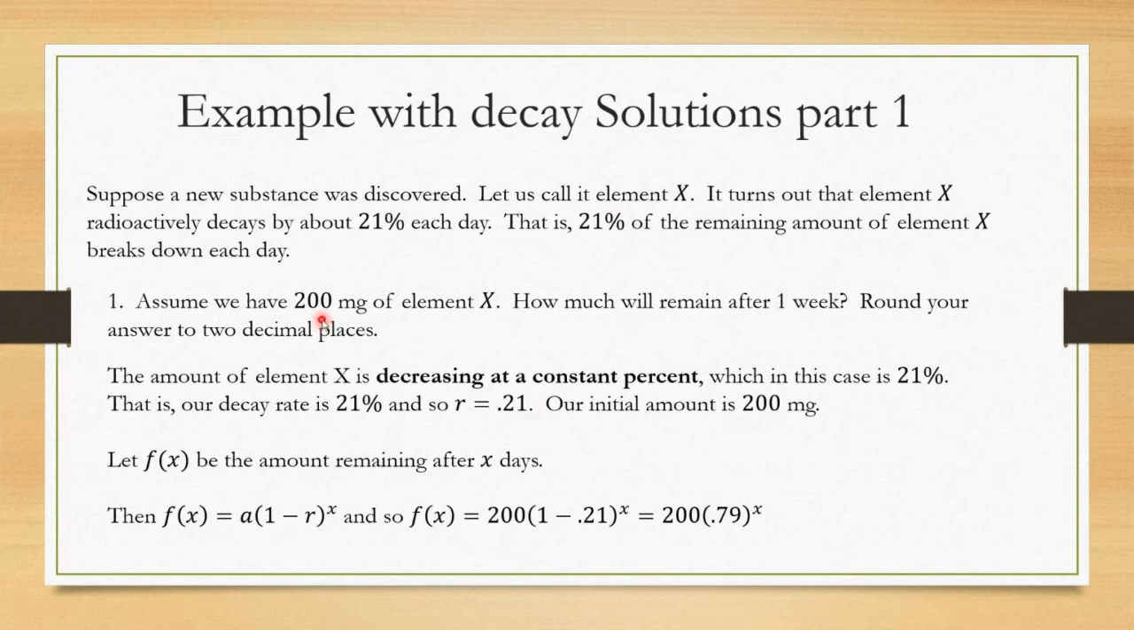And of course, it's given that the initial amount is 200 milligrams. So we're going to write the amount as a function. Again, this is our exponential decay. I'm calling the function f. We get 200 times 1 minus 0.21 to the x, which of course is just this. So that's what we get here.